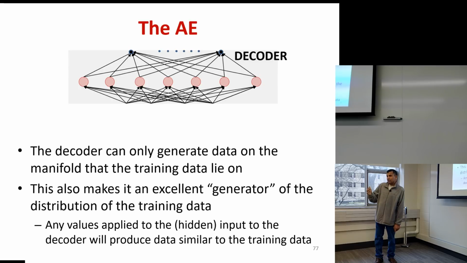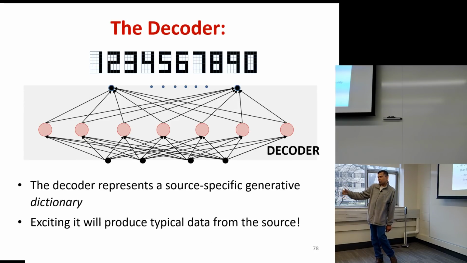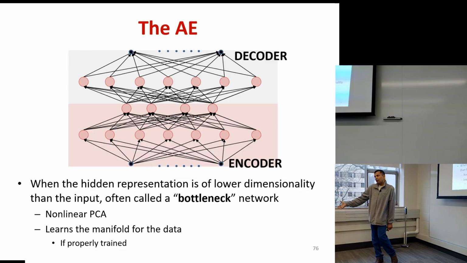So this has an interesting property. If I took the full network and trained it on some class of data, and then gave it as input a completely different class of data during operation time, after it has been trained, it's going to convert that completely different class of data into an instance of the data from your initial class. Here, for example, the decoder would represent a source-specific generative dictionary, where feeding it any input is going to generate digit-like patterns.